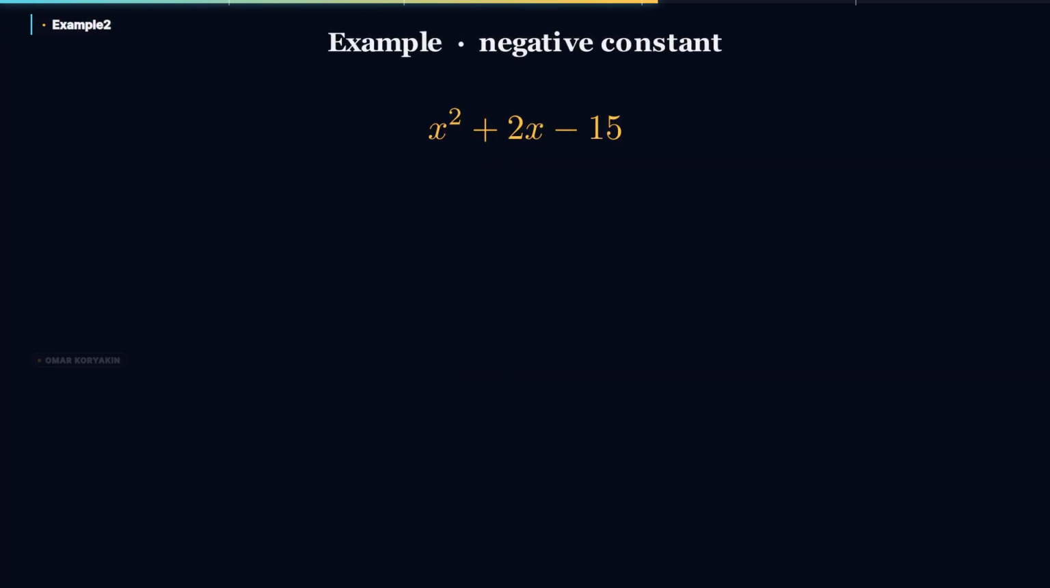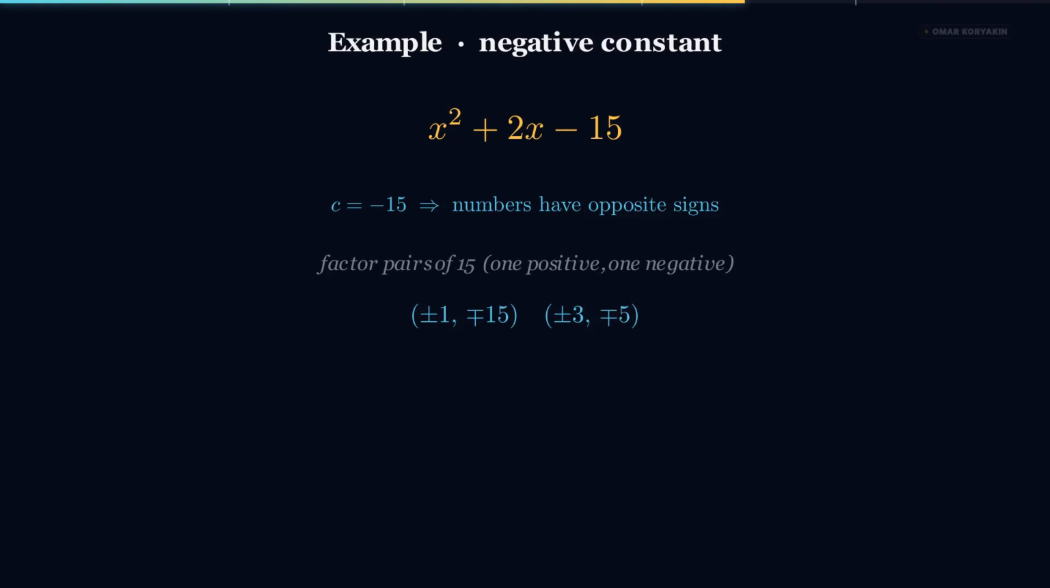Example 2. Factor x squared plus 2x minus 15. The constant is negative this time. That single fact tells you the two numbers have opposite signs, and the bigger one in absolute value matches the sign of b. Reasoning: c equals negative 15 means the product is negative, so the two numbers cannot share a sign. b equals positive 2, a small positive number, means the larger absolute value should be positive and the smaller one negative. List the factor pairs of 15 with mixed signs. The absolute value pairs are 1 and 15, 3 and 5. Each absolute pair gives two sign pairs depending on which side gets the plus.